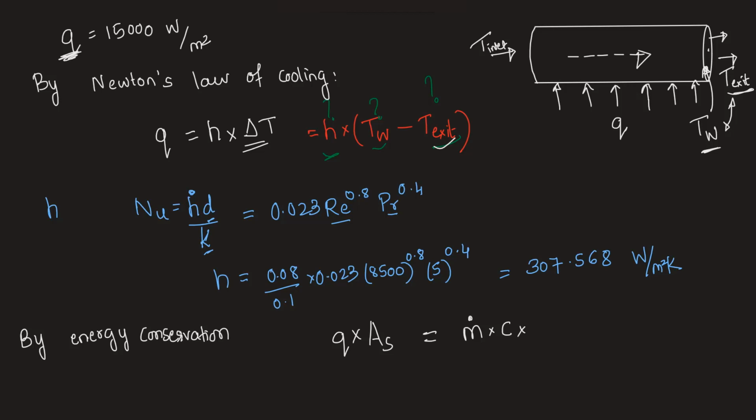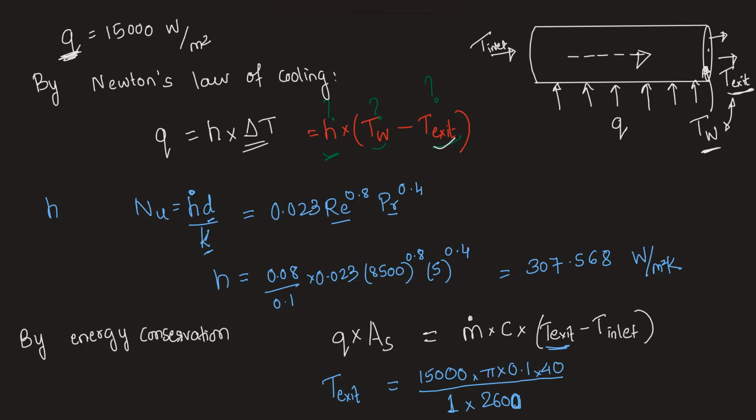Now we see that heat is imparted to the system and therefore exit temperature should be greater than the inlet temperature. So T exit minus T inlet will give us delta T. Substituting all the known values, rearranging this, T exit will be equal to Q into surface area. Q is 15,000. Outer surface area of the cylinder is nothing but pi into D into L, so pi into 0.1 meter into 40 meter, divided by m dot C. M dot is 1 kg per second and C is 2600 joule per kg Kelvin. All of the values are in SI units, so we just substitute them as they are. Plus the inlet temperature, which is 200 degrees Celsius. This gives us the exit temperature as 272.498 degrees Celsius.